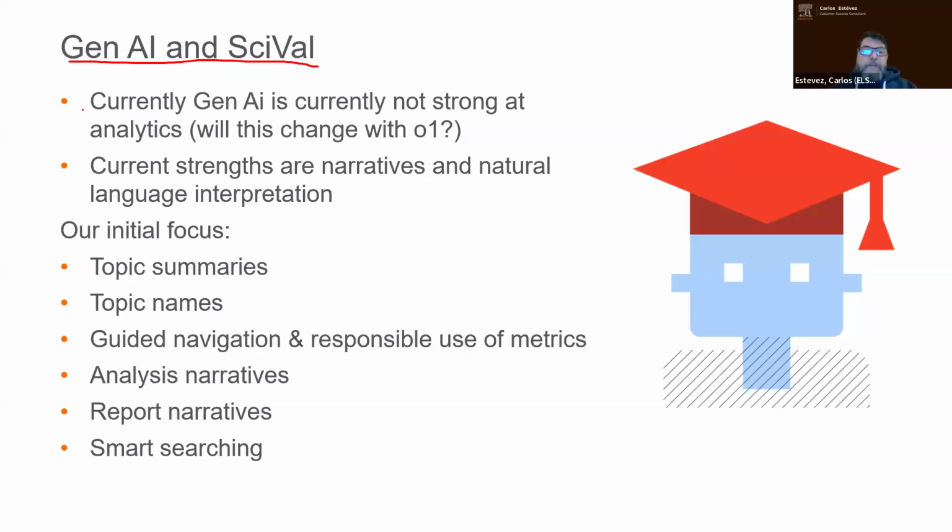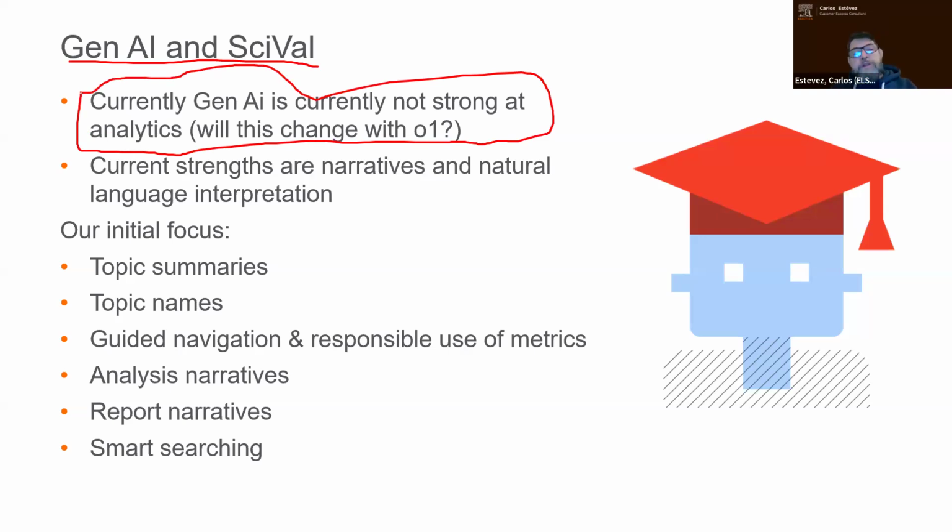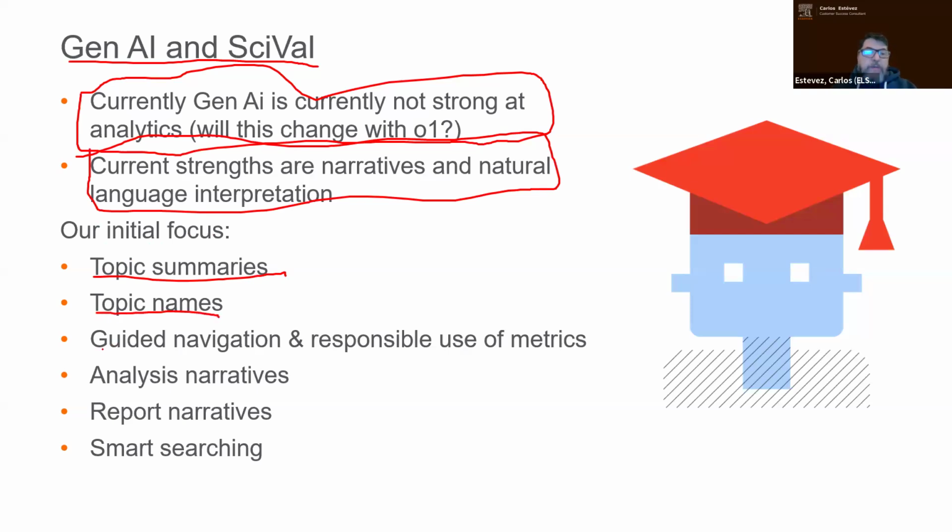So we are using and testing the new language models, the O1s of ChatGPT, to see how this improves and strengthens analytics with the data that we have on SciVal. The main idea is to use this data to create narratives of the research, so the interpretation could be easy for anyone. Our initial focus is going to be on creating summaries of topics that we already have, topic names, guided navigation, and responsible use of metrics.